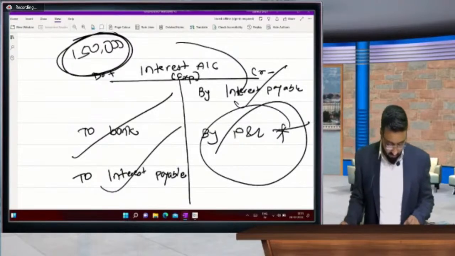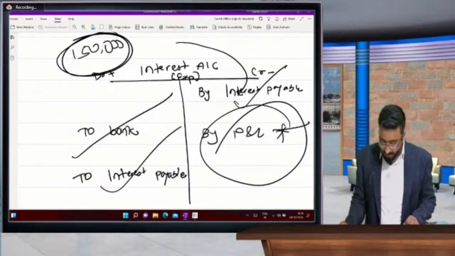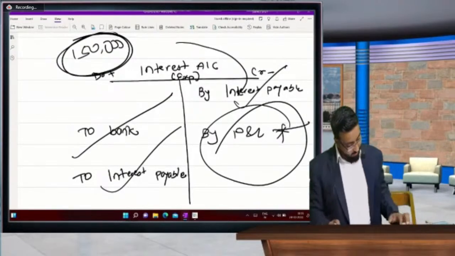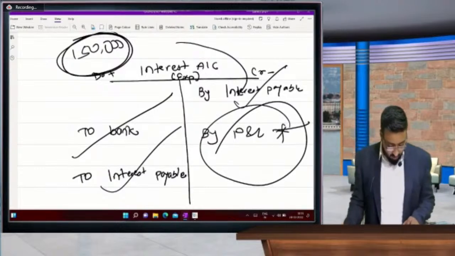To bank, yes, Tanishka, very good beta. To bank to interest payable by interest payable on the first line and balancing figure by P&L. Who answered very fast? Yes, Chandwani ji answered very fast.